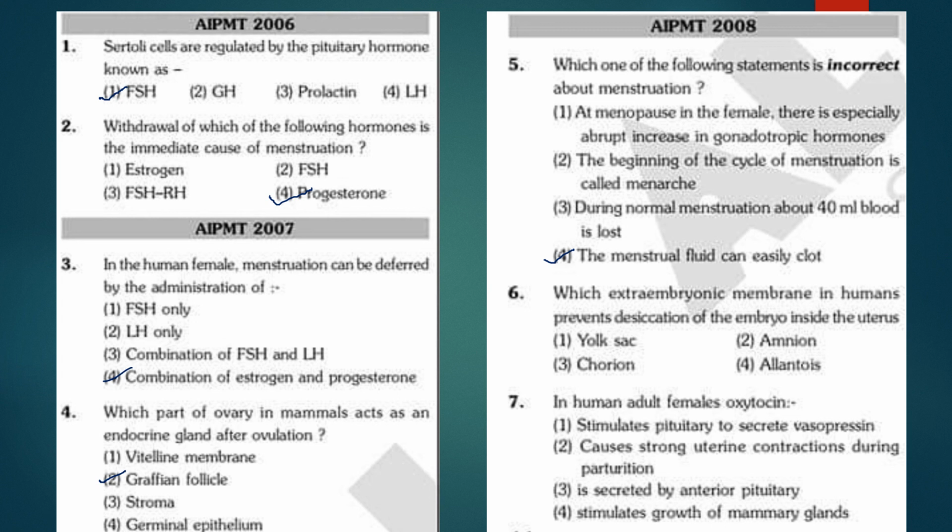And which extra embryonic membrane in humans prevents desiccation of embryo inside the uterus? It is the amnion, which consists of amniotic fluid. And that is the amnion. And after that is the seventh question. In adult females, oxytocin causes a strong uterine contraction during parturition. So these are the questions which have been asked in the previous examinations.